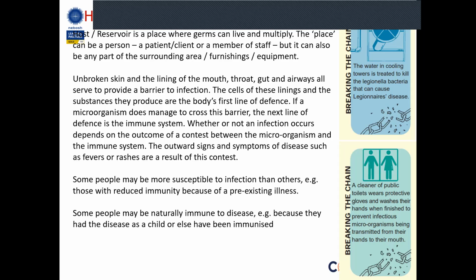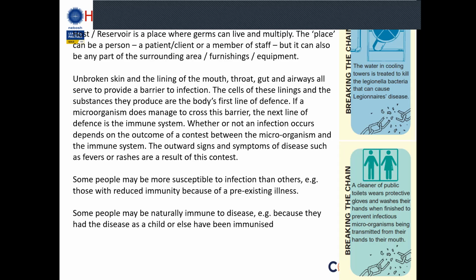Some people may be more susceptible to infection than others, such as those with reduced immunity because of pre-existing illnesses. Some people may be naturally immune to diseases. For example, they may be because they had the disease as a child or else have been immunized. So there are those aspects as well in terms of whether vaccinations and immunization can be used to try and reduce the impact or indeed stop diseases or conditions from taking place.